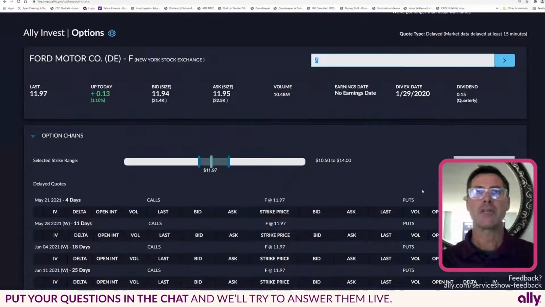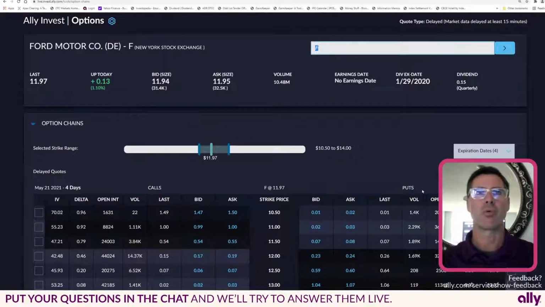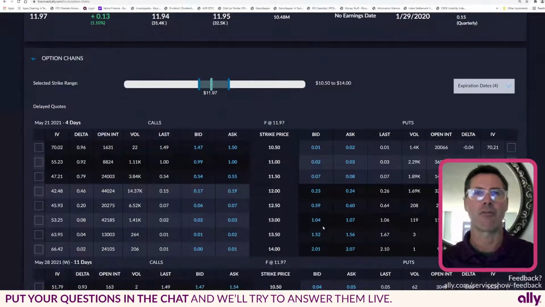And what you'll notice here is the screen looks significantly different. What you're getting here is the entire chain for today, or for Friday, excuse me. Everything that's expiring on Friday with all the related strike prices. The left is your calls, the right is your puts, which is very common in the industry.